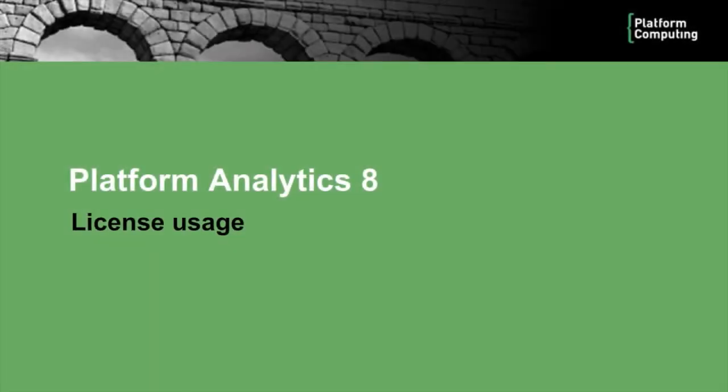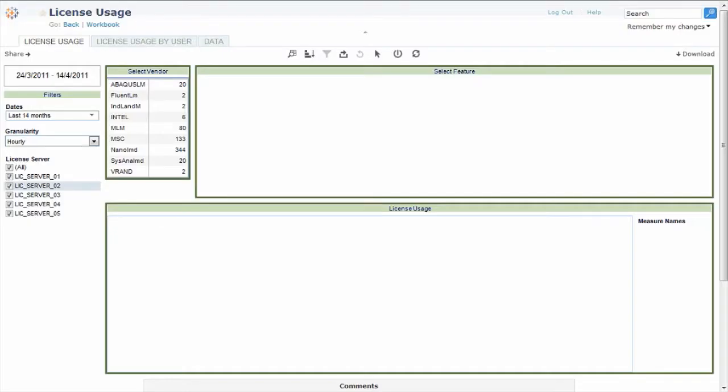Welcome. In this module, I'll look at the pre-built license usage dashboard in Platform Analytics. Platform Analytics makes it easy to gain insights into license usage patterns by vendor, feature, license server, and user. The dashboard has three tabs, one showing license usage, another showing usage by user, and a third showing detailed data.